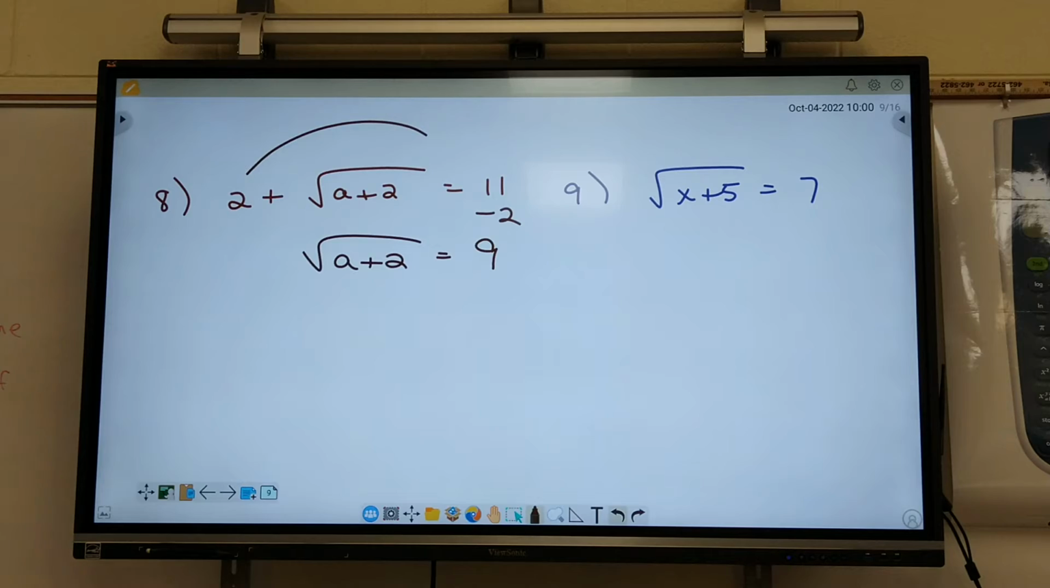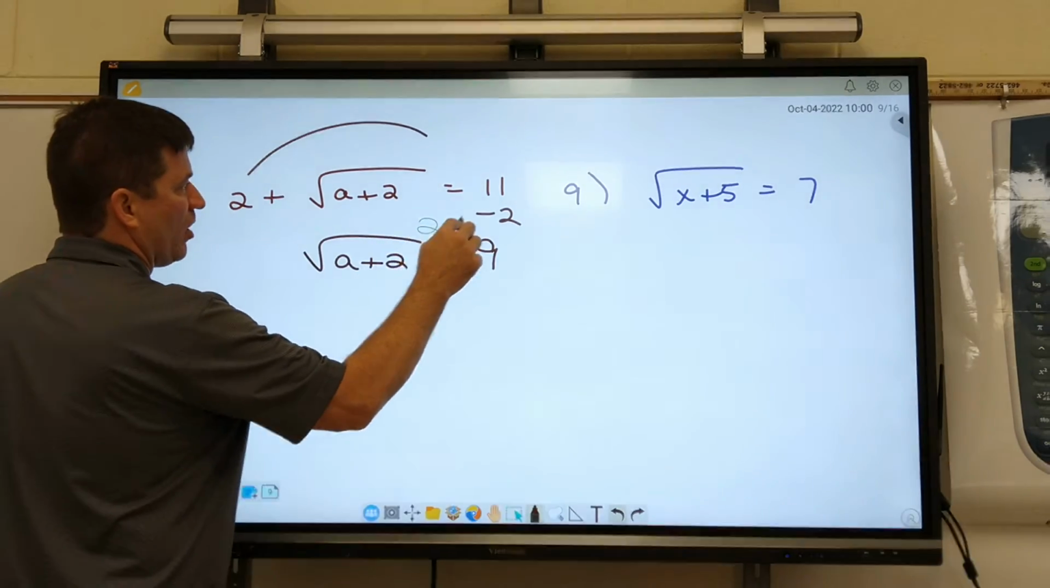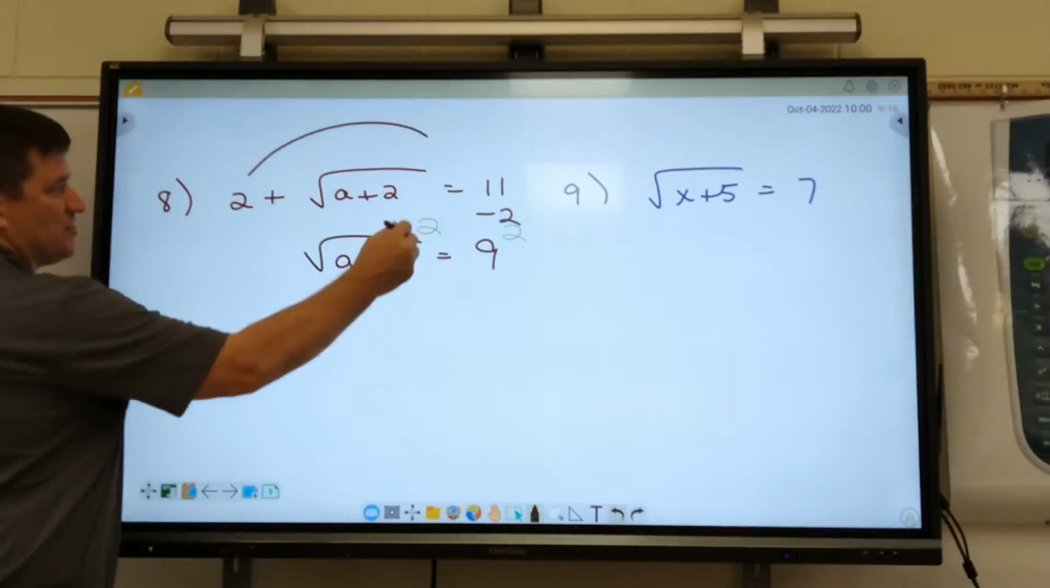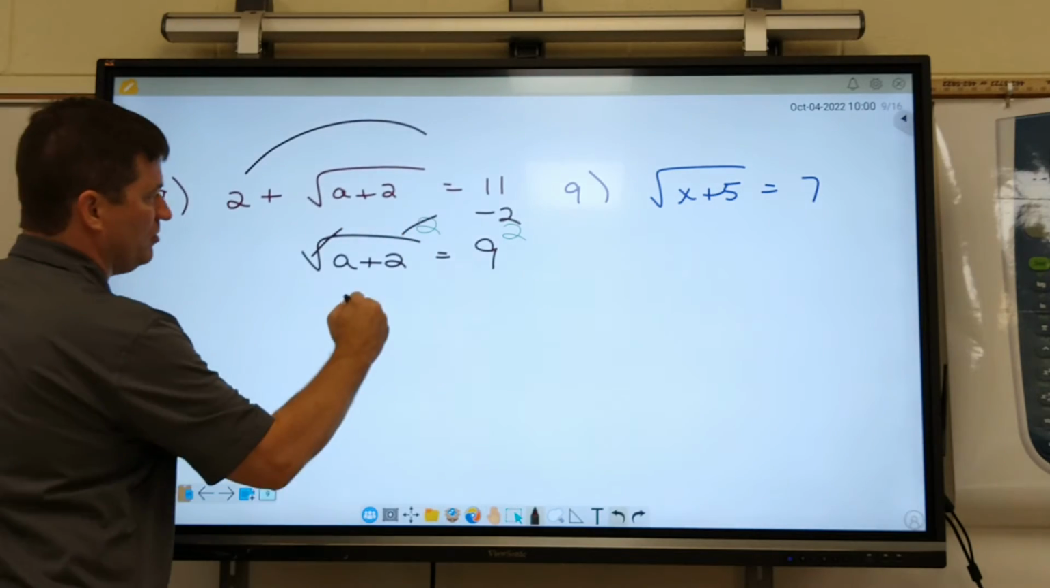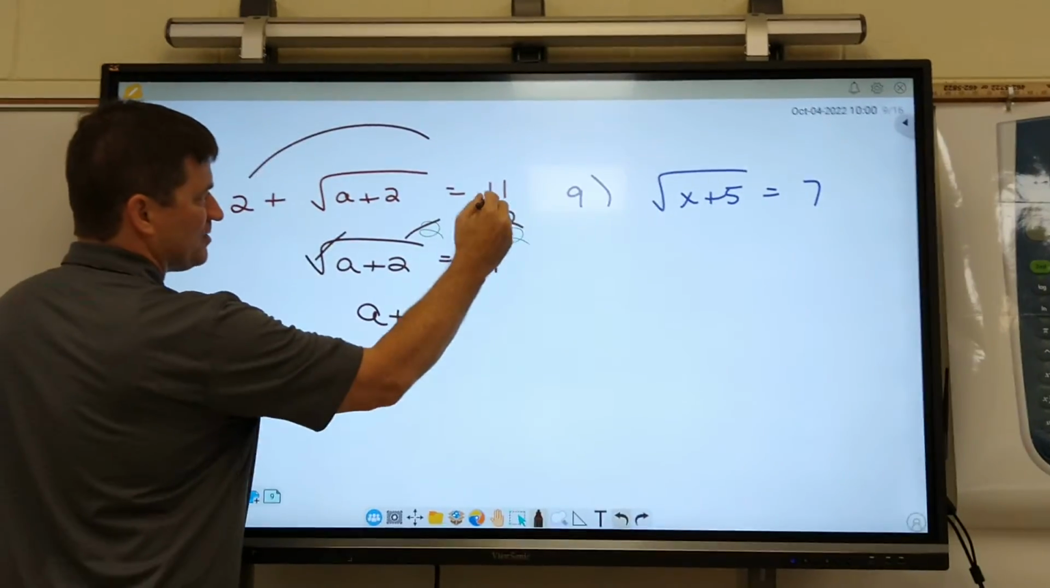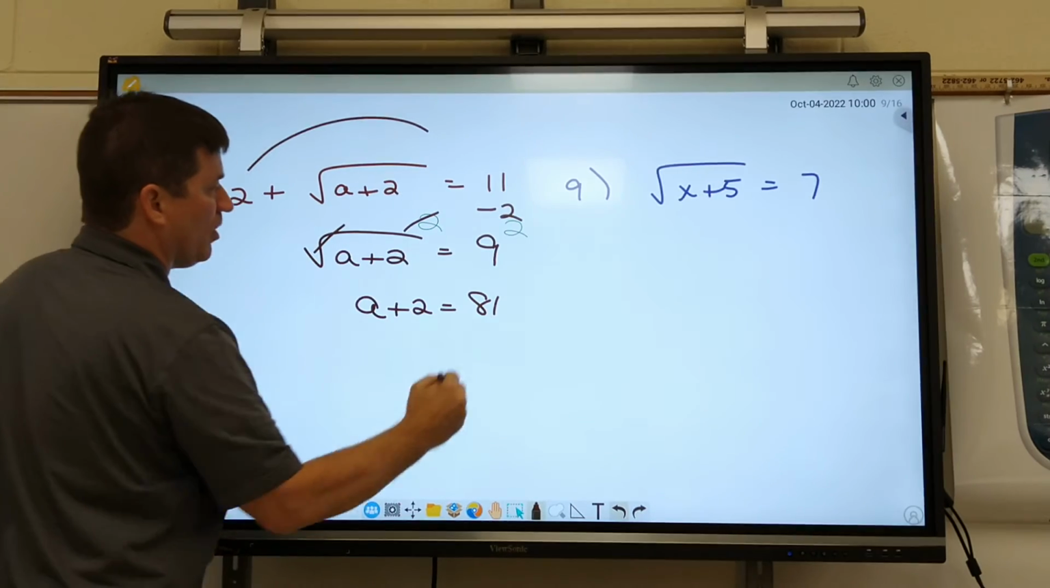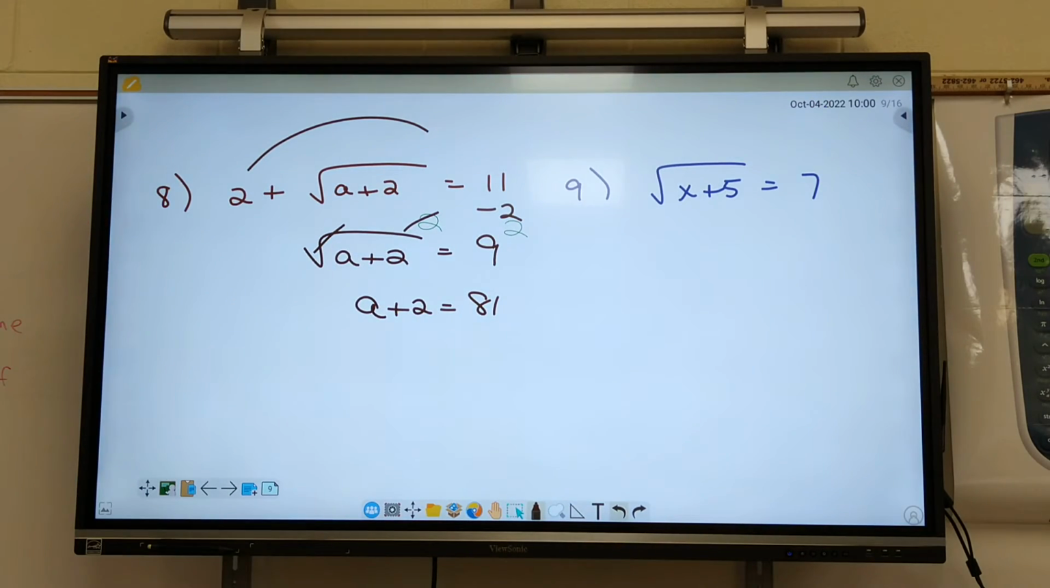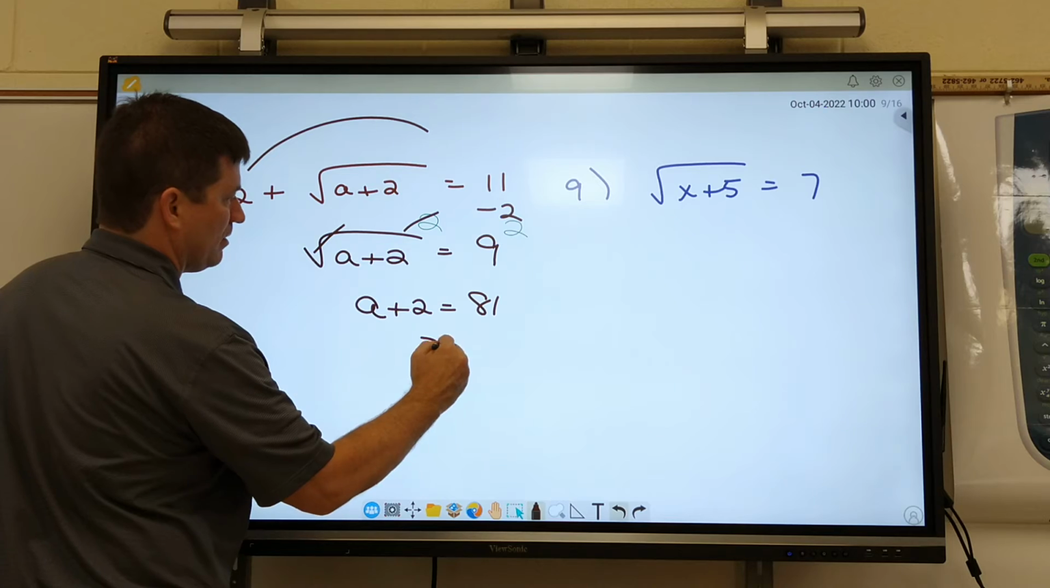We've got to get rid of the square root. So we're going to square both sides, right? The square cancels out the square root. So log 8 plus log 2 equals 9 squared, which is 81. What's the answer going to be? 79. Yeah.